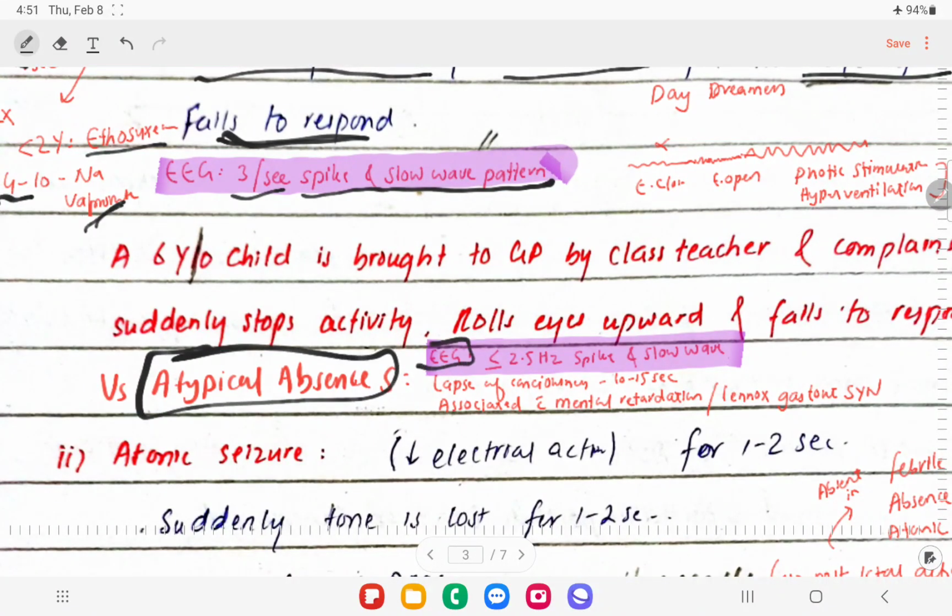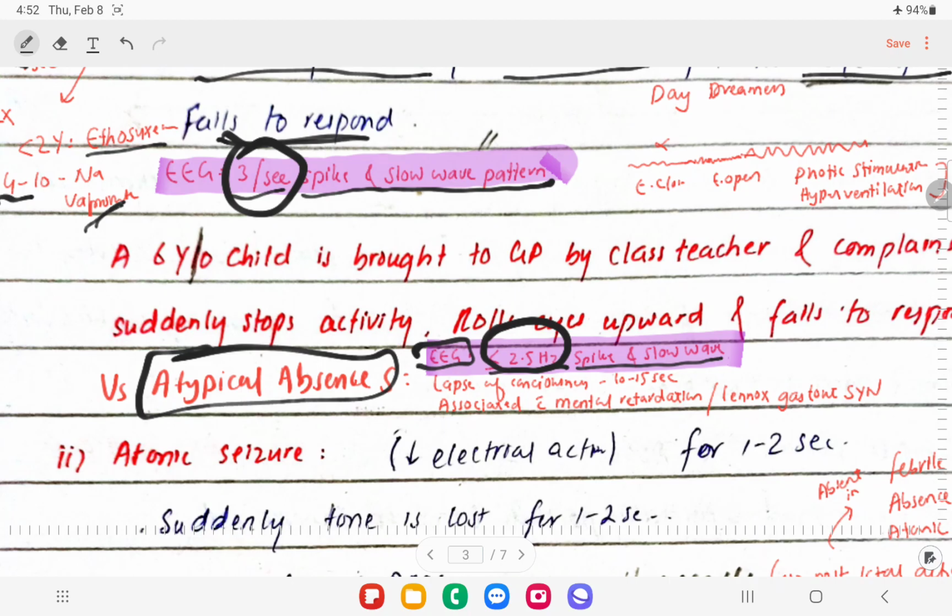Okay, so we're going to compare it with atypical absence seizure. EEG will help us differentiate the typical and atypical. In EEG during the attack, there will be less than 2.5 hertz spike and slow wave pattern. In the typical type, there will be a 3 per second spike and slow wave pattern, but in the atypical type there will be less than 2.5 per second spike and slow wave pattern.